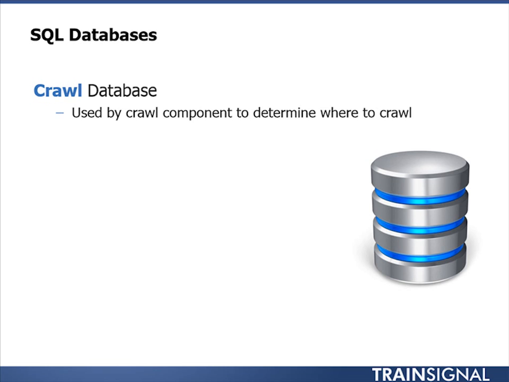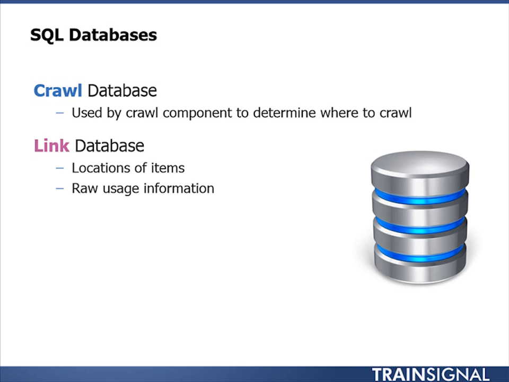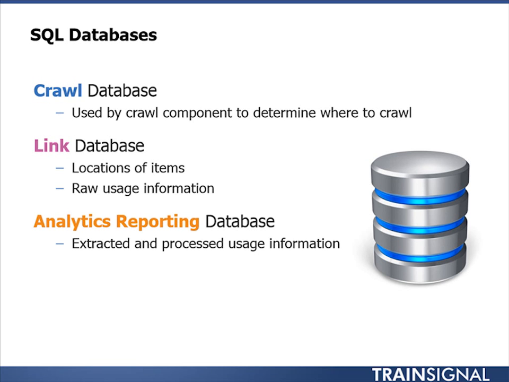Anytime that my crawl component goes off, crawls a location, and finds a brand new link, rather than crawling that link then and there, it's going to add that to the crawl database, so that the crawl component can go back and pick that up at a later point in time. We're going to have our link database, and the link database is going to store the location of all the different items, and it's going to store the raw usage information that eventually my analytics component is going to read, process, and then output to our analytics reporting database.